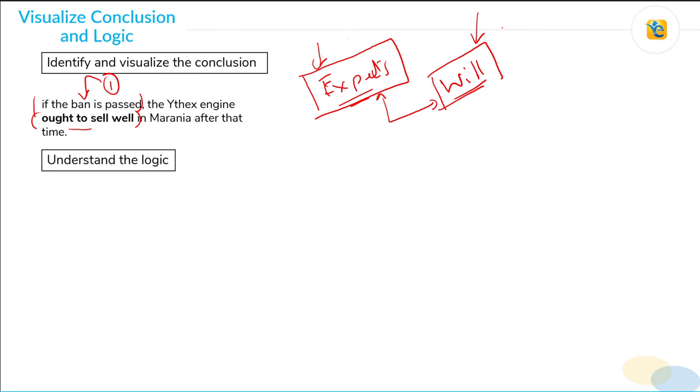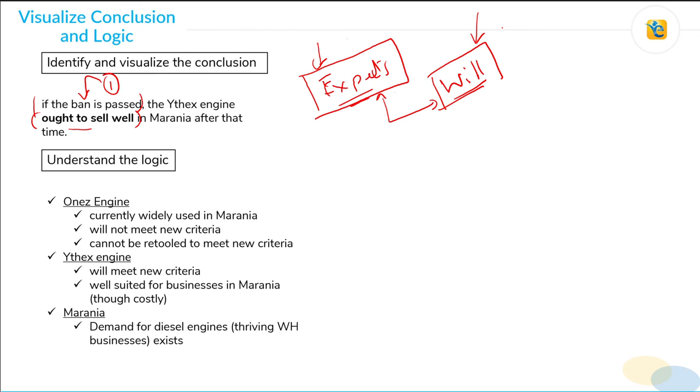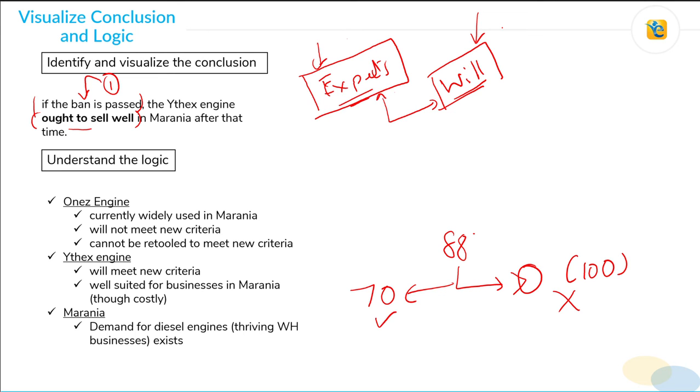Now, what is the logic for this? If you really think about it, the core logic is about the competition getting cut. What do we know? If this ban gets passed, we already discussed this, 88 is the new cutoff. What that means is anything greater than 88 is going to get cut. So one's engine, which is at 100, is going to get banned, and the other engine, that is Ythex, which is at 70, is not going to get banned. It's going to be allowed.